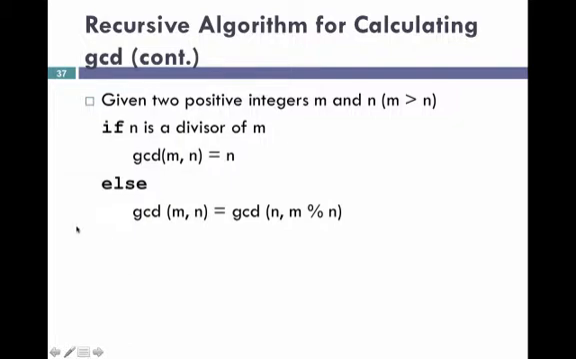Now, given two positive integers m and n, with m greater than n, if n is a divisor of m, then the GCD of m and n is equal to n. Otherwise, the GCD of m and n is equal to the GCD of n and m mod n. This equivalence was determined by Euclid thousands of years ago. And remember, our mod operator is the remainder that's left over after dividing m by n.